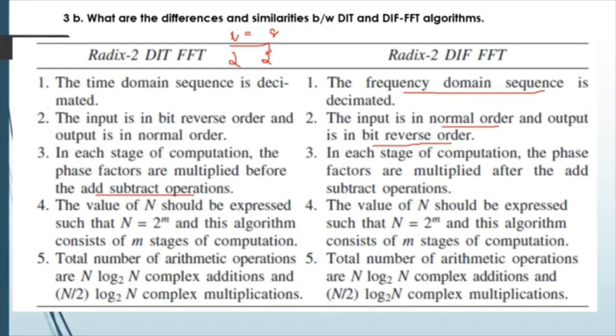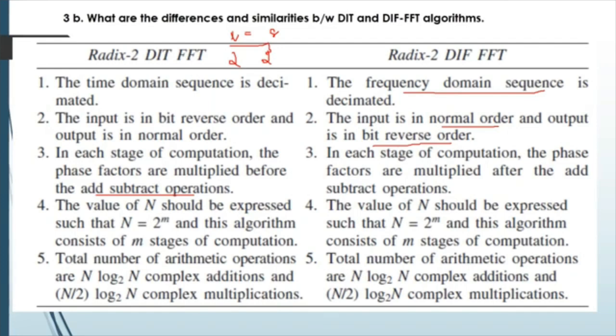Similar in case of DIF FFT algorithm. Coming to the first point, in DIT FFT algorithm the time domain sequence is decimated, whereas in DIF FFT the frequency domain sequence is decimated, as the name indicates. And generally, while solving the problem, we notice this. In the DIT FFT algorithm, the given input sequence x of n is converted into bit reversal order, and the output is in normal order.